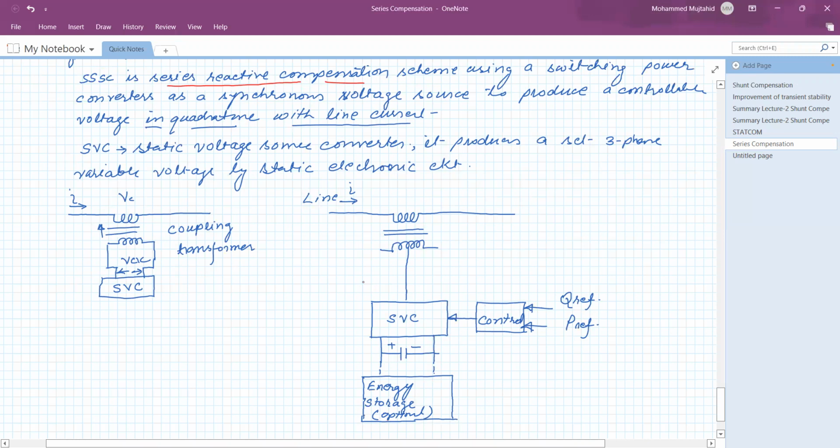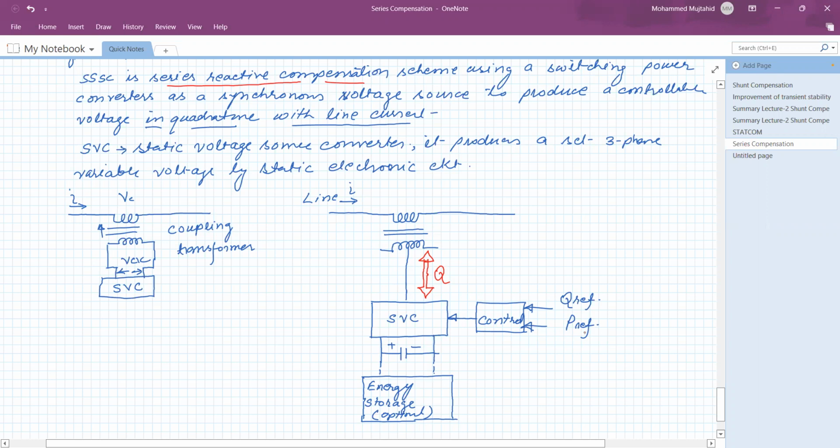Now, when it is injecting the voltage in quadrature with the line current, definitely there is a flow of reactive power, and this flow of reactive power is on both sides, so it can be represented as Q. It means that when the active reference P reference is equal to 0, it is going to deliver or consume, means generate or consume, only the reactive power, that is the reactive compensation.